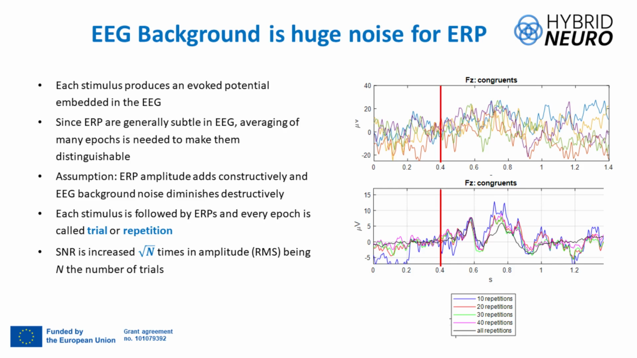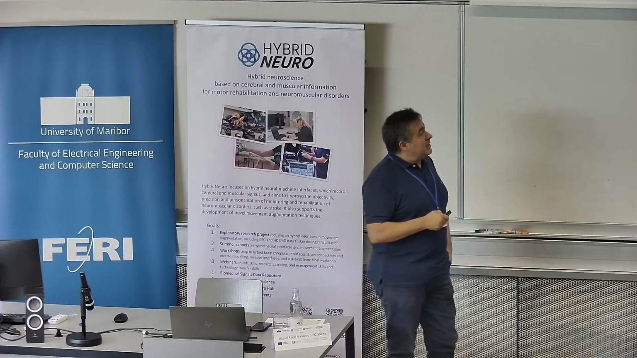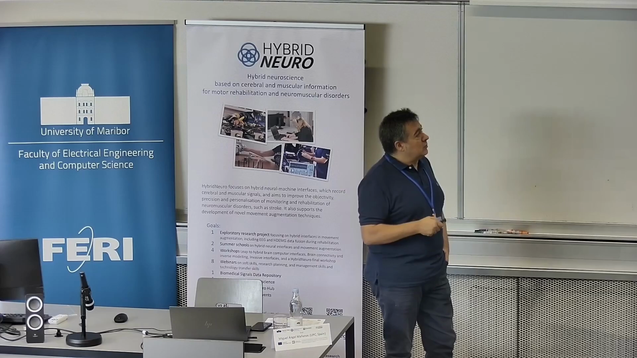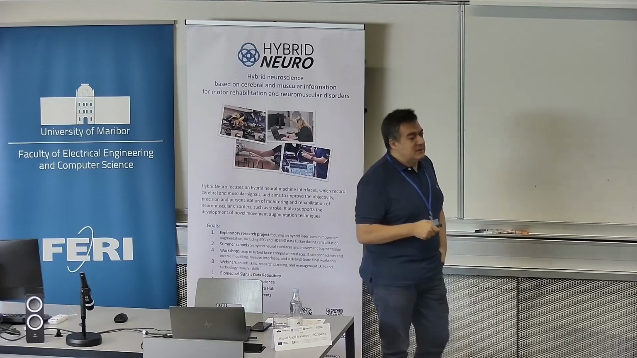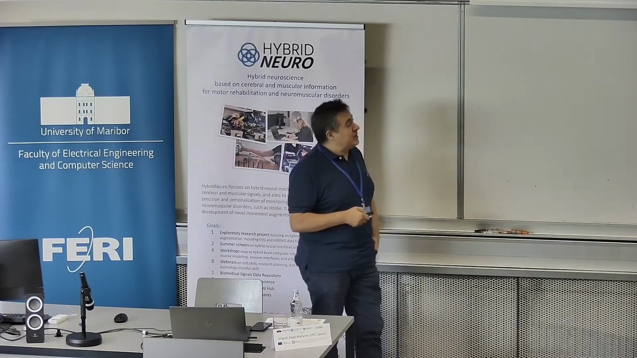This is possible because the EEG background is not aligned with the stimulus. It appears at any time. So if you average many trials, you can consider that this noise, this EEG background, is cancelled. Because sometimes the potential is positive, sometimes it's negative at the time instant. But what is related to the stimulus is always present in the trial. So when you average, this remains in the average potential.